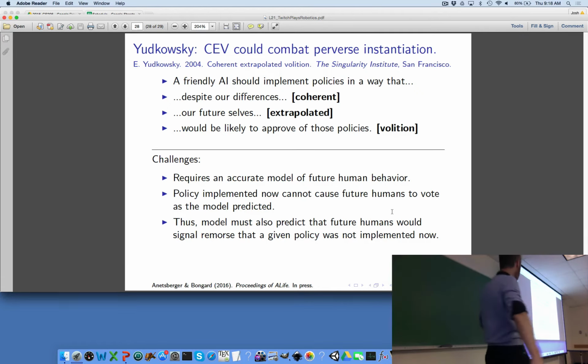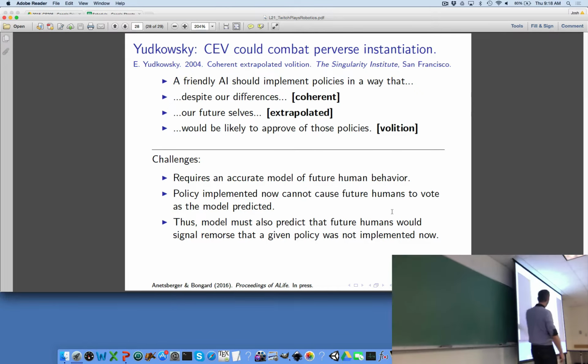Okay. There are other challenges with this idea of coherent extrapolated volition. The biggest one, of course, is that it requires an accurate model of future human behavior. So, like, our not wanting a wire in our head that makes us happy, right?